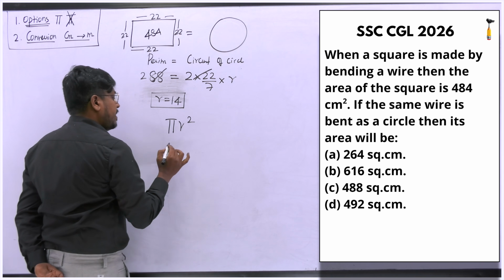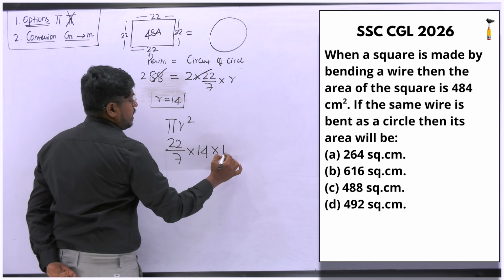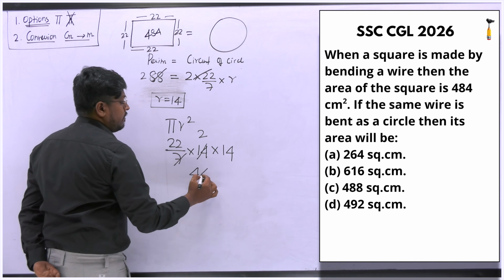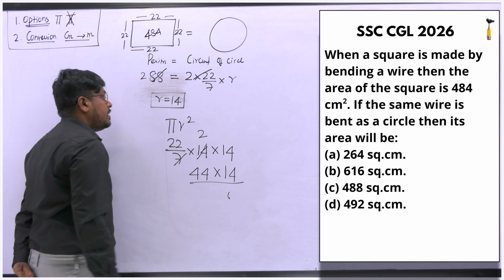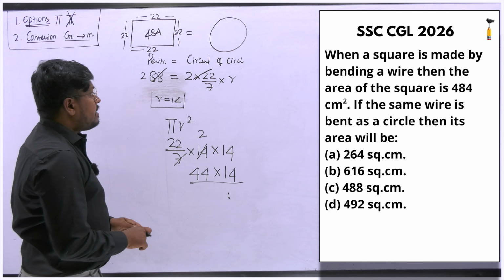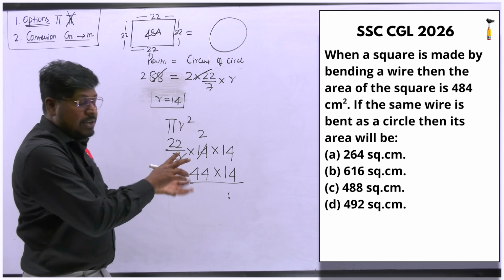And in the options we don't have pi. So 22 by 7, and this will be 14 into 14. So cancel it 2 times. So this will be 44. So 44 into 14. That's it. So this will be the answer for this question, right? So simple. Try to understand the logic, how they are applying values here.